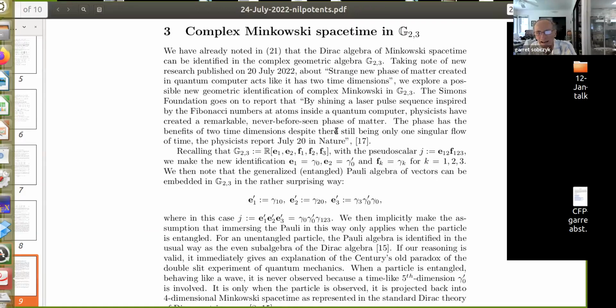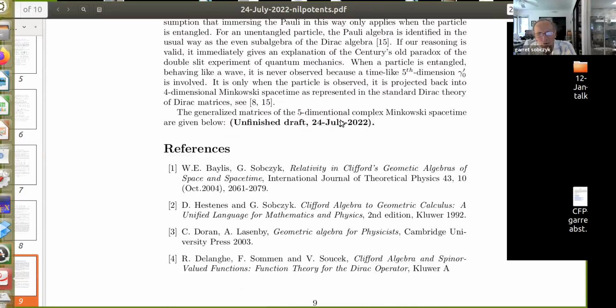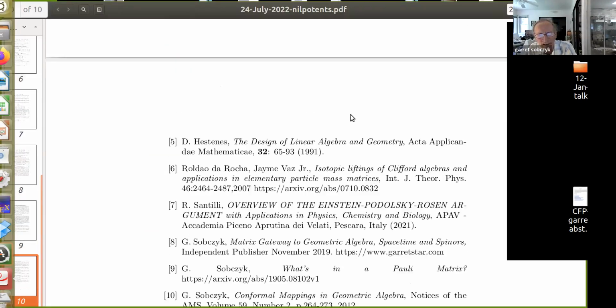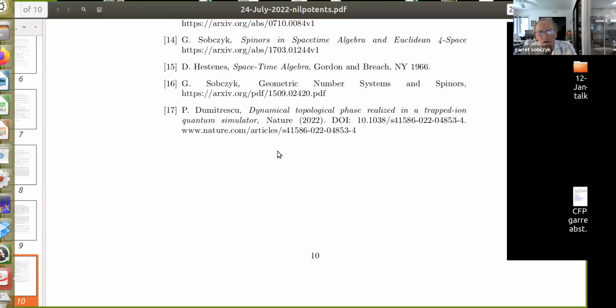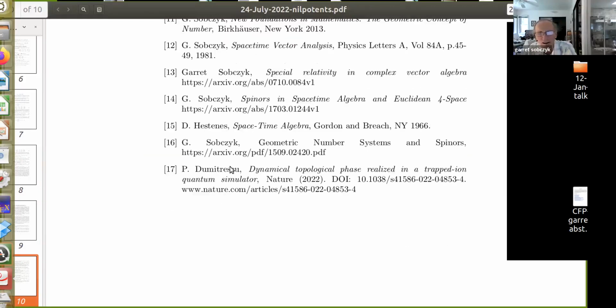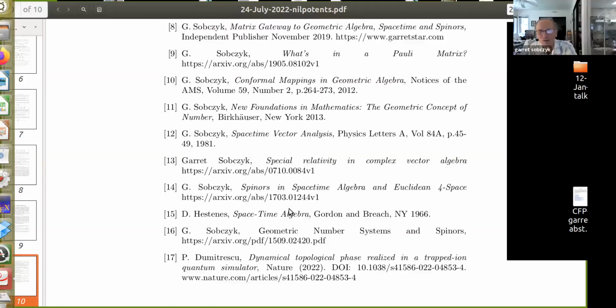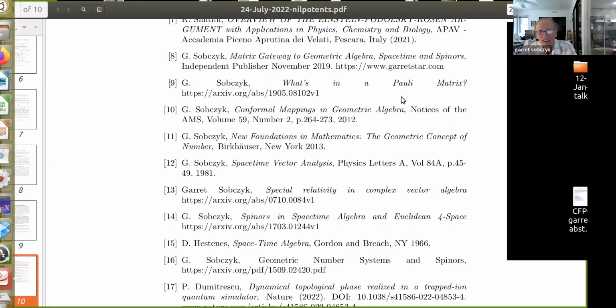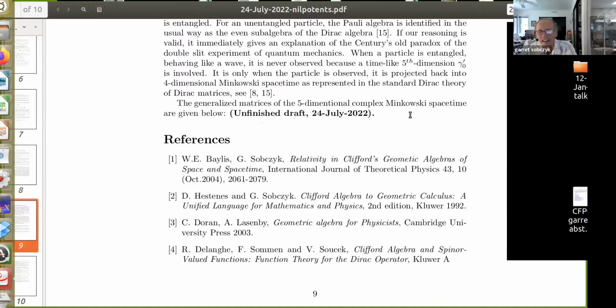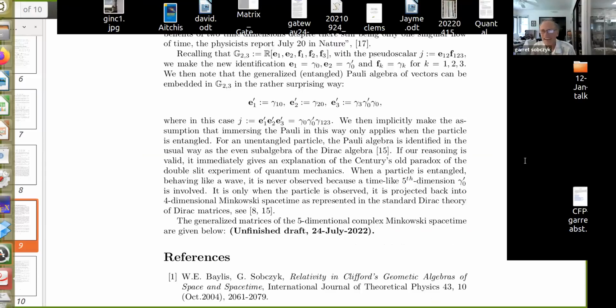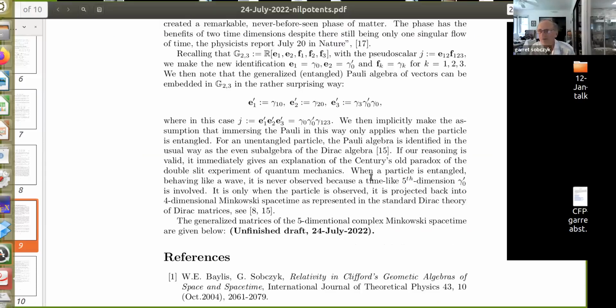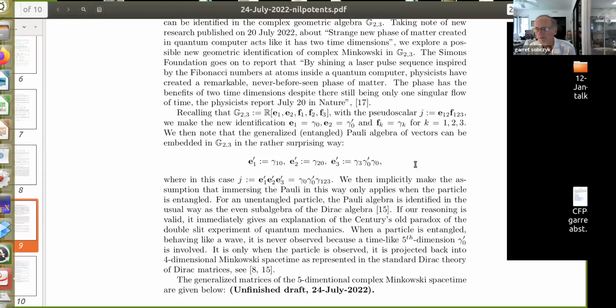So I talk about this, and I added a new reference, namely the last. Oh, yeah, I think it's in this dynamical topological entrapped ion quantum simulator. Well, that's where he's saying he needs a second time-like dimension. So that's what inspired this thinking about it. So that's basically all I want to say.